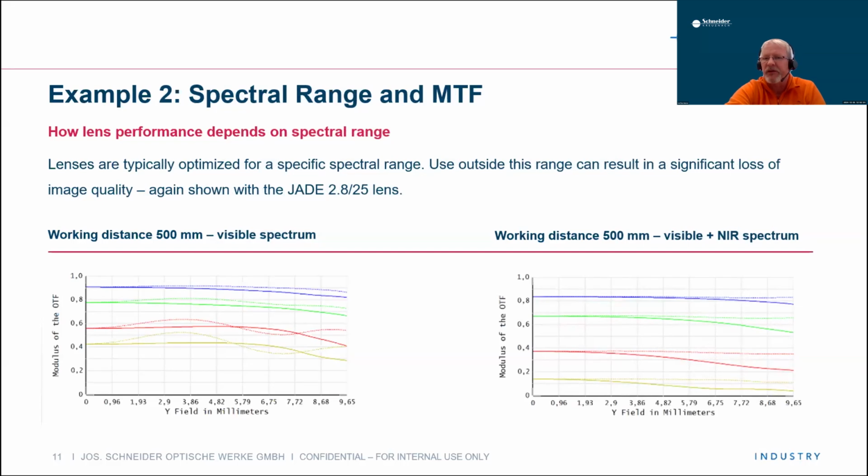Second thing is, and this is something that also was discussed in the two speeches before, spectral range and MTF. The left side shows the performance in the visible spectrum. It's the same MTF as the page before. And on the right side, it shows the performance on visible and NIR spectrum. So it's a wider spectrum. The lens is not optimized for that. So the lens performance is also dropping down. Something that you should keep in mind if you use such a lens selection tool. There might be more information needed.